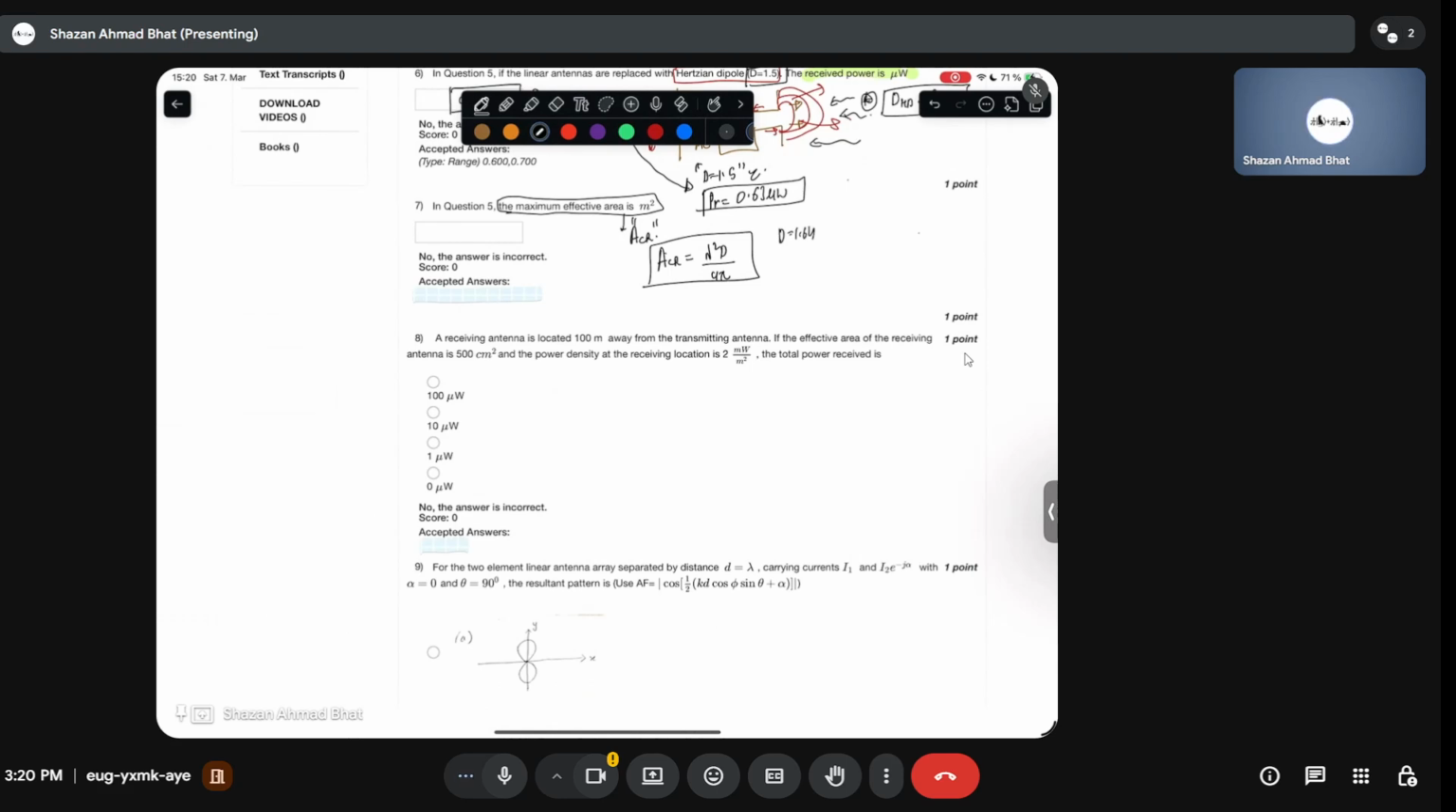You have to use a frequency of 300 megahertz, which is a wavelength of 1 meter. When you compute it, you get the effective area to be 1 squared into 1.64 divided by 4 into 3.14. You solve this, you get around 0.13 meters squared. So 0.13 meters squared is the maximum effective area of the receiving antenna.